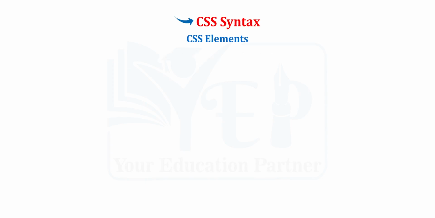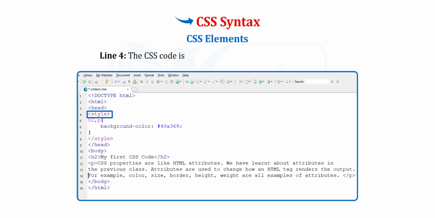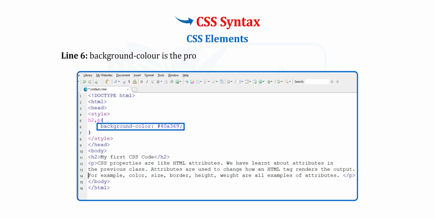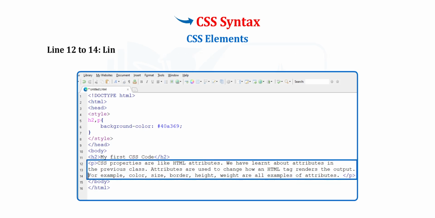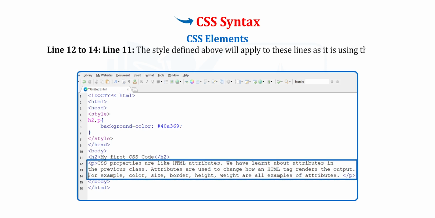Let's walk through the code. Line 4. The CSS code is enclosed within style and style tag. Line 5. H2 and P are the selectors. Line 6. Background color is the property, and #40a369 is the value of the property. Line 11. The style defined above will apply to this line as it is using the H2 tag. Line 12 to 14. The style defined above will apply to these lines as it is using the P and H2 tags.